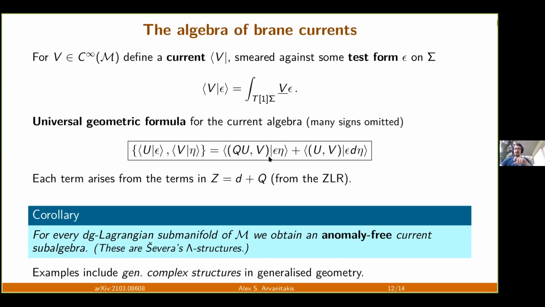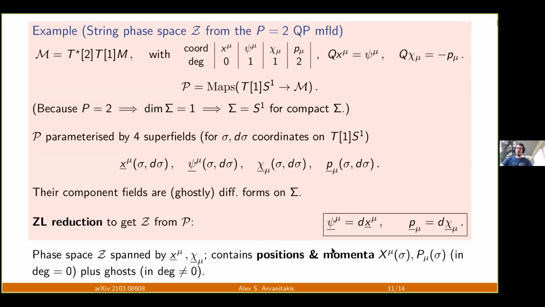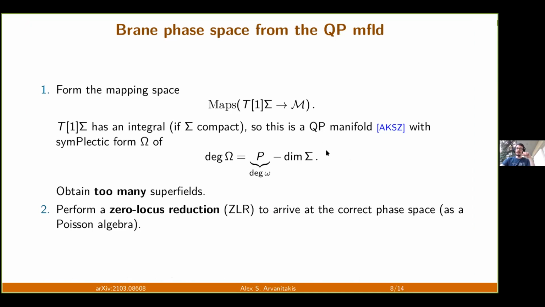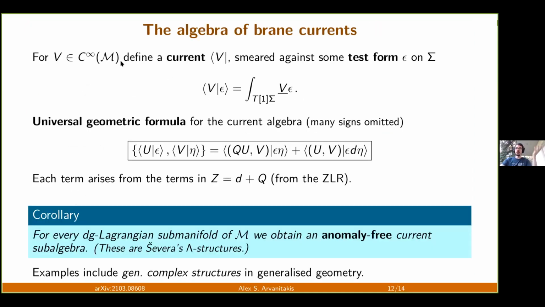Anyway, the point here is that the expressions to the left of the vertical lines are functions on the target space QP manifold. So instead of calculating Poisson brackets in the infinite dimensional space of currents, we have reduced this to a simple geometric manipulation, but on a graded supermanifold. And here, this Q U comma V is this expression with the V's and U's swapped around that gave us the generalized Lie derivative before. Whereas this is just the Poisson bracket on the QP target.